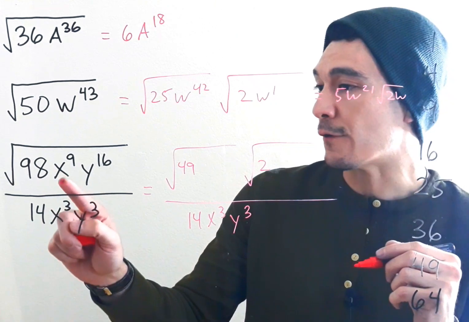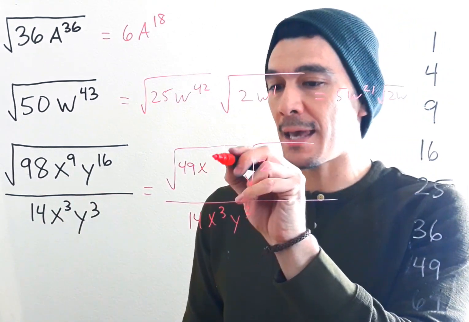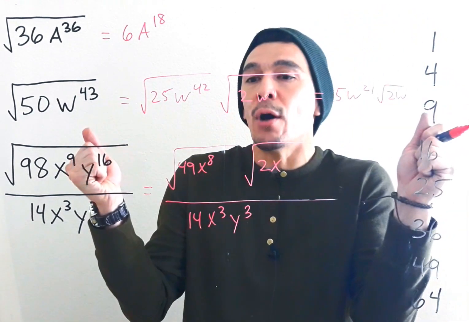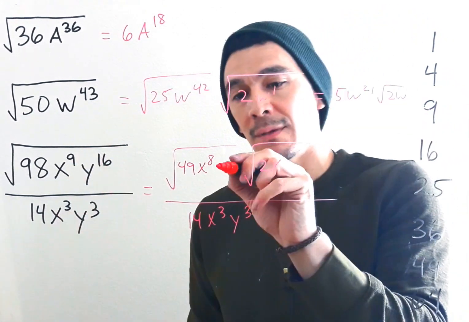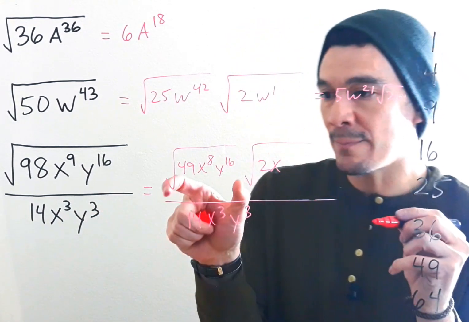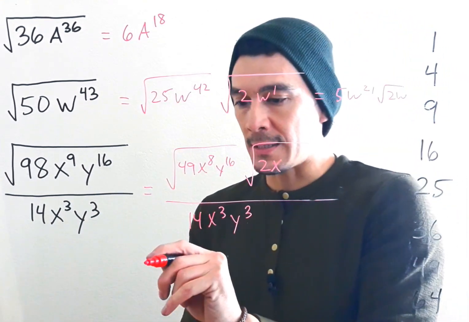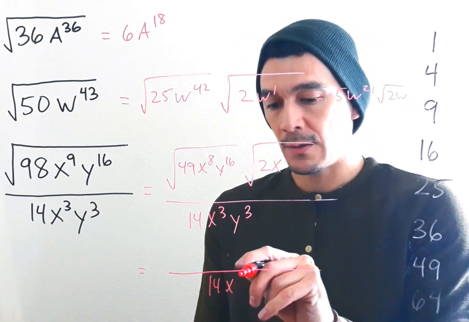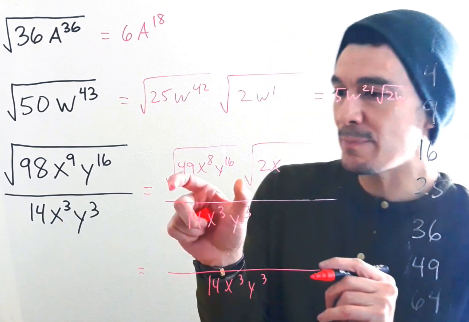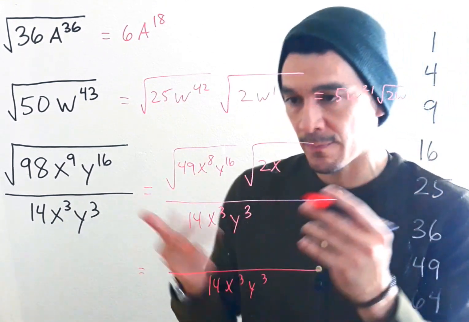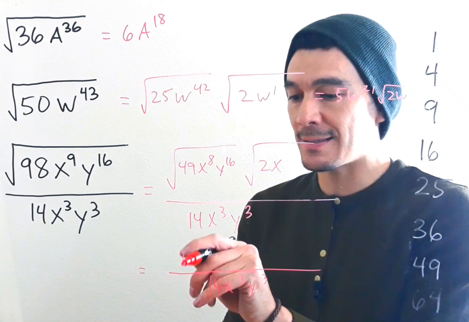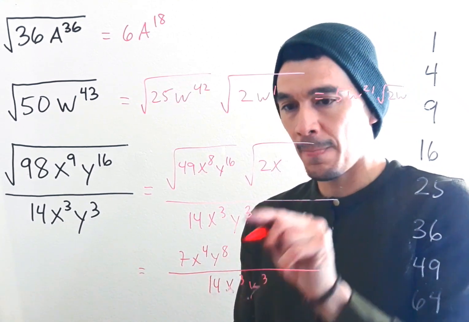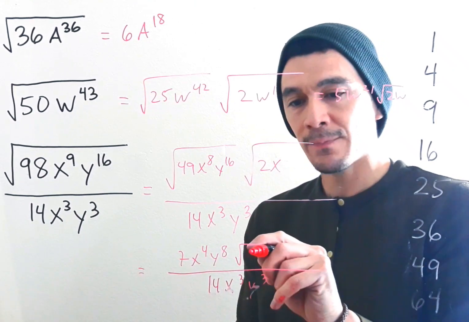That's 98. For x9, break it up as x8 with a spare x. For y16, you don't have to rip it apart because 16 is even. Leave it as is. Now let's simplify this if possible, and it is possible. So we get back what? Well, the bottom stays the same. Just drop that in as is. For this piece here, square root these pieces accordingly. So that becomes 7x4 y8, and that piece stays the same.